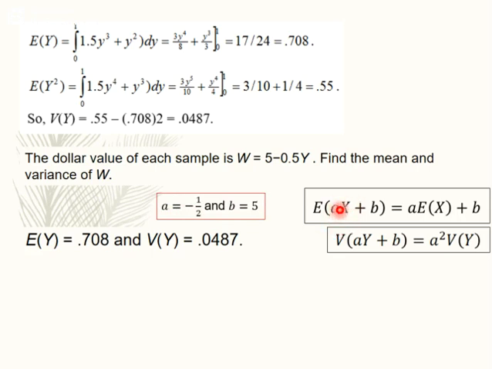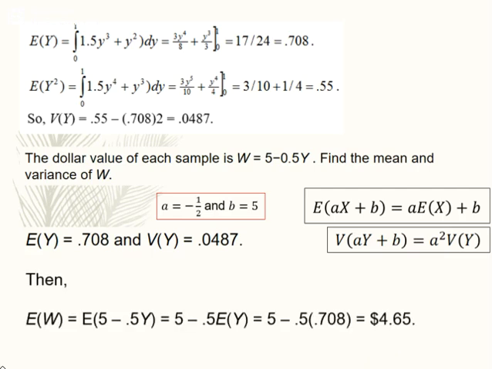So hopefully you agree that A is equal to minus a half and B is equal to 5. A is always the coefficient of x. So in this case, the random variable is y. It's not actually x. And the coefficient of y is minus 0.5. So that's your A. And then the constant is 5.